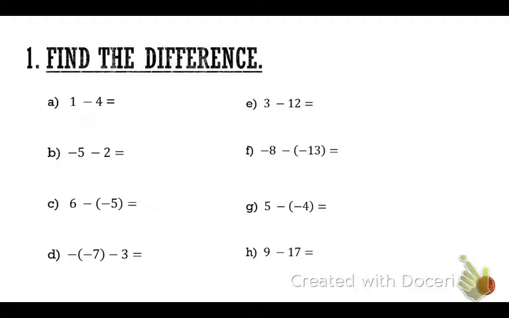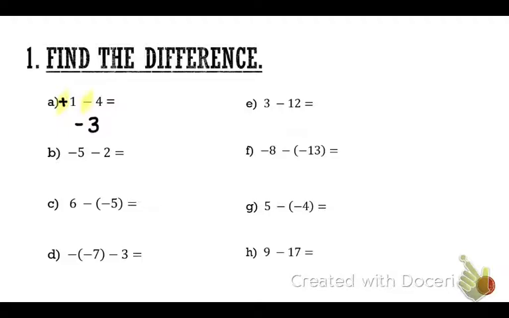Find the difference. First off, we've got 1 minus 4. Who knows what the answer to 1 minus 4 is? Taylor, what do you think? Okay, not just 3, but negative 3. Good job. Remember, every number has a sign, and that sign is directly in front of that number. If there's nothing there, there's an understood positive.